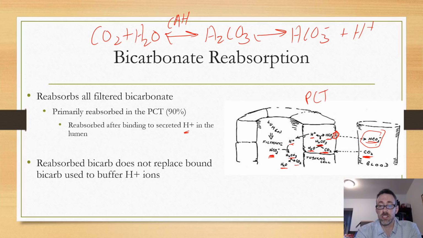So what I'll come back to, and this is just sort of alluding to this, is over here, the CO2 concentration in our blood, that partial pressure of CO2, can influence the rate and the amount with which we can reabsorb bicarb. Then I'll come back to that. So reabsorbed bicarb does not replace any of the bound bicarb that was used to buffer those free protons. We're simply just reabsorbing what was unbound.